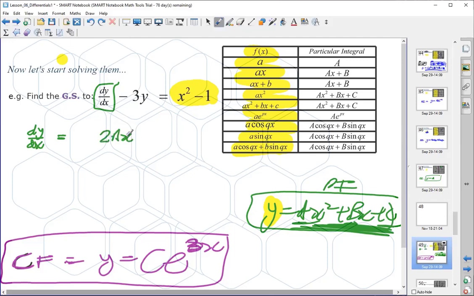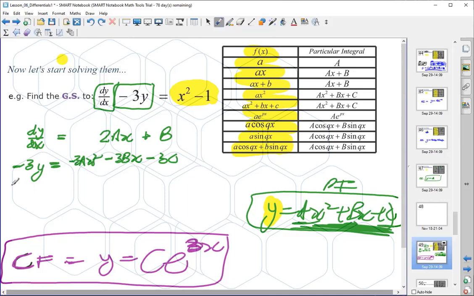2ax plus b. Then I ask you to give me minus 3 times y. Minus 3 times that. Minus 3 times y equals minus 3a x squared minus 3bx minus 3c. So everything's got to be multiplied by minus 3, yeah?